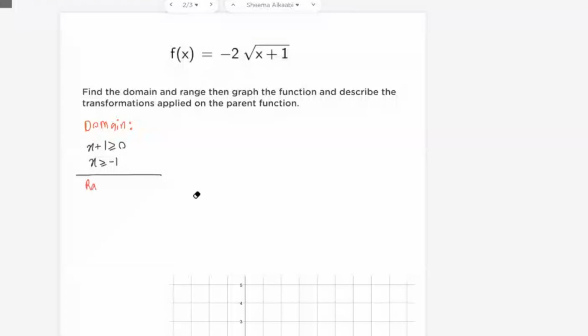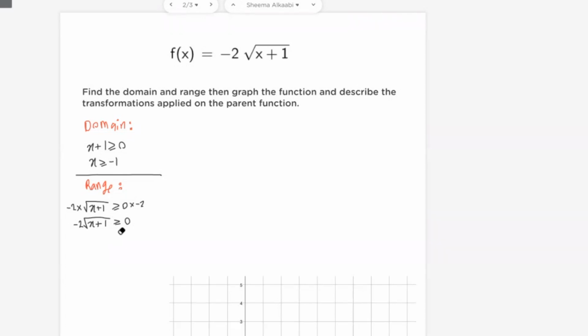Now the range. We know that square root must be more or equal than 0. So we start there. Square root of x plus 1 more or equal than 0. Write it down there. This is not the range, huh? Then we have to multiply by -2. So if you multiply by -2, what do you get? You get -2 square root of x plus 1 less or equal than 0, because you multiply by negative. If you multiply a positive by negative, you change direction.